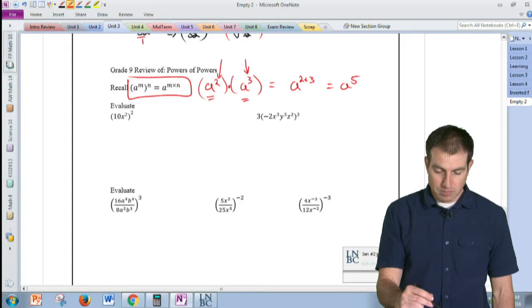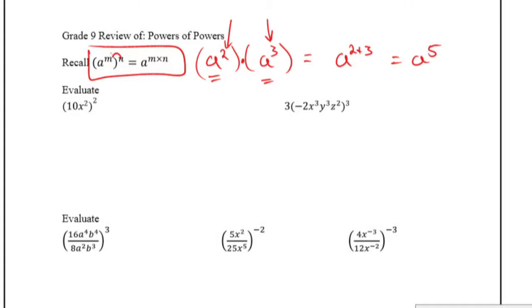It says that anything inside my brackets gets the exponent. So what I'm going to do is give the 2 to this 10, and give the 2 to this x. So I'm going to get 10 squared and x to the 2 times 2. Everything inside the brackets gets the exponent.